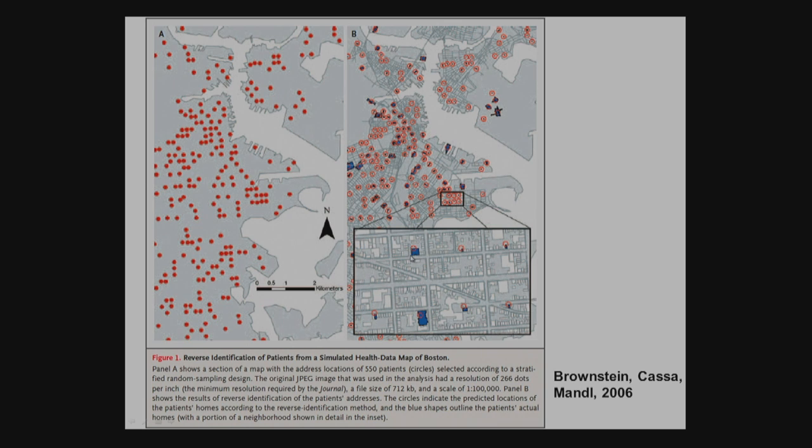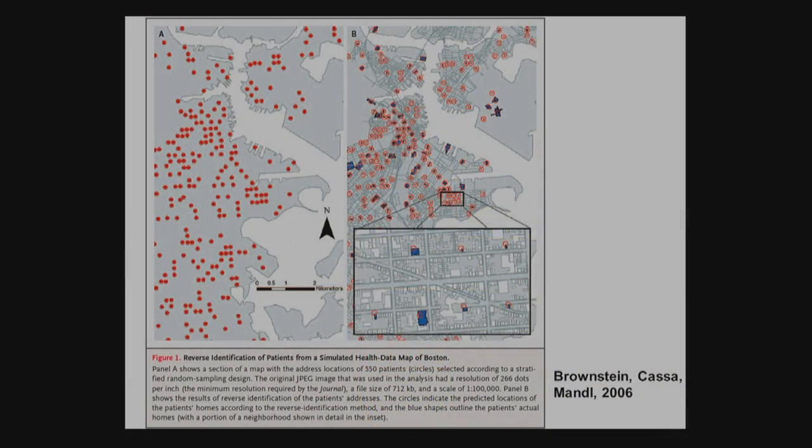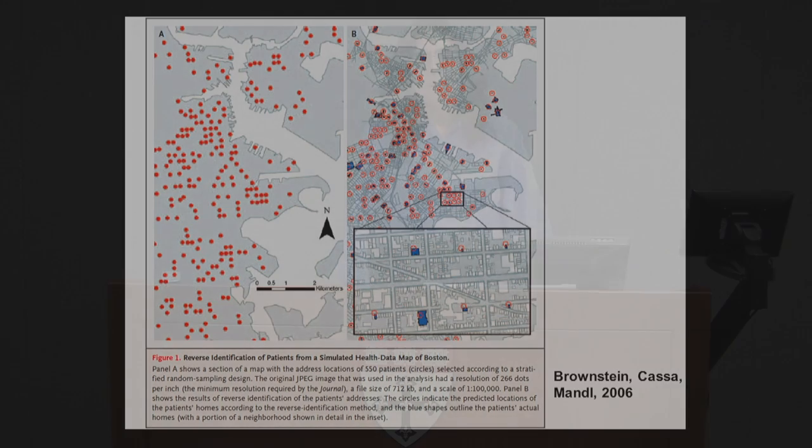And the blue polygons are the houses. And the identification was extremely high. So you take this map that was published in a journal, and the researcher and the editors thought it was completely harmless. You digitize this map, and now you know the exact address of each one of those patients. So that's one example there.